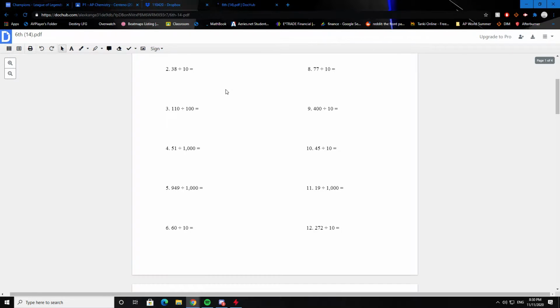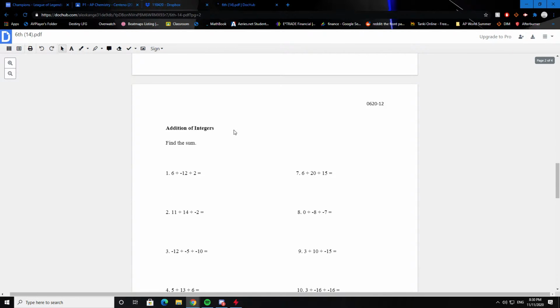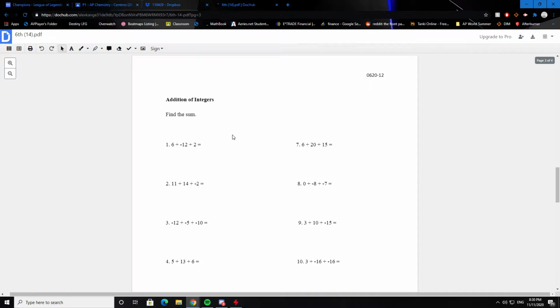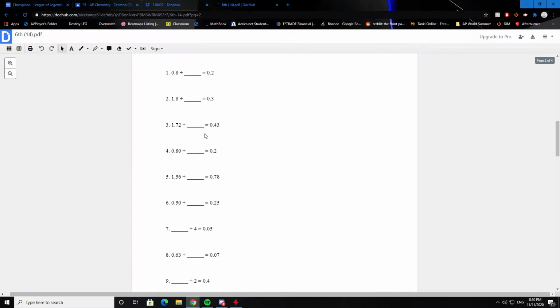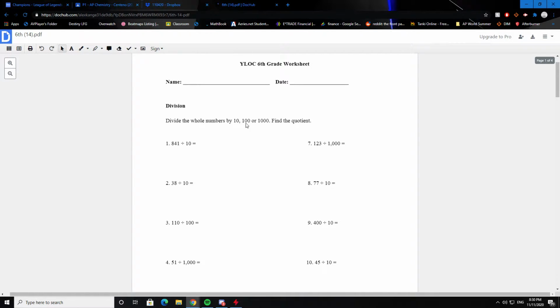Today I'm going to be going over some division and multiplying, addition of negative numbers and stuff like that, so let's get started. Okay, so, division. The directions say, divide the whole numbers by 10, 100, or 1000, find the quotient. So this is pretty much making things into decimals. You don't really have to overthink this at all.